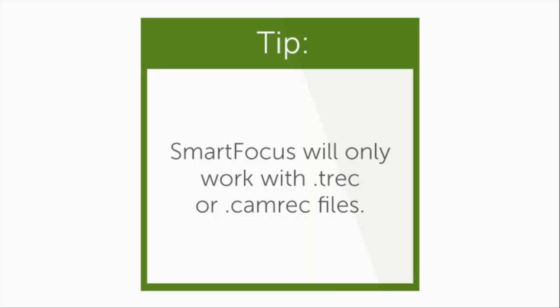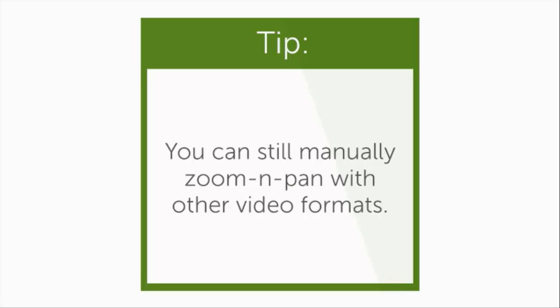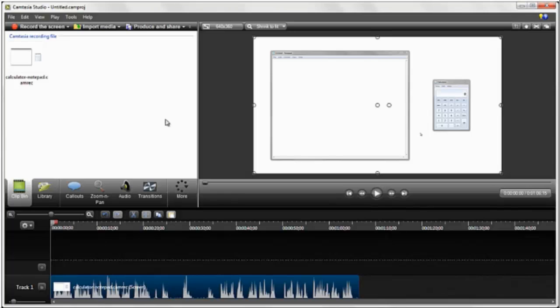One important thing to note is that Smart Focus will only work with TREC or CamRec recording files. It will not work when saving your recordings to the AVI format or with other video formats that can be imported into Camtasia Studio. You can still manually zoom and pan with other video formats, but the Smart Focus data just won't be present. Let's take a look at how Smart Focus is applied, and then how easy it is to edit and add new zoom animations.